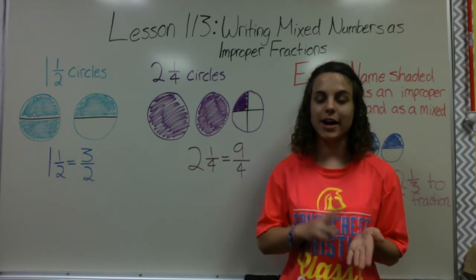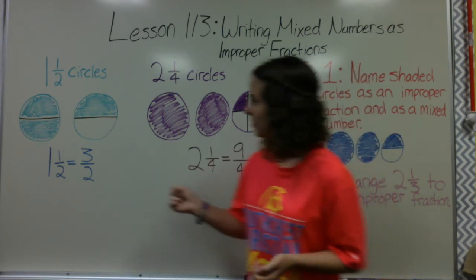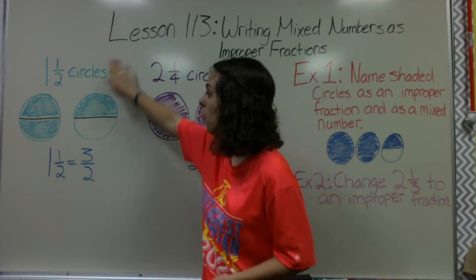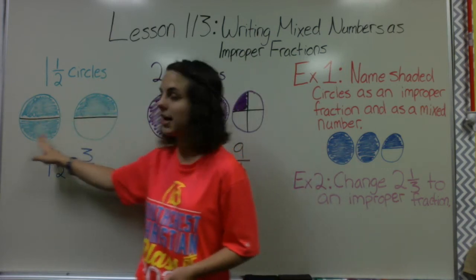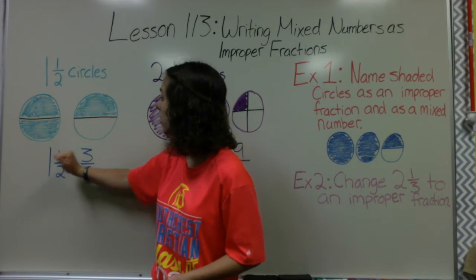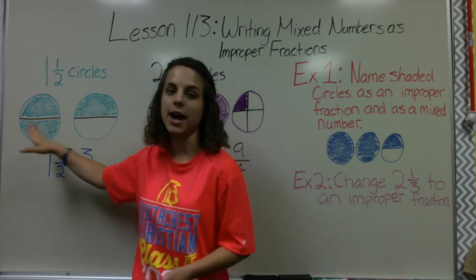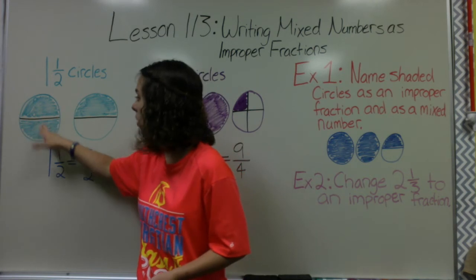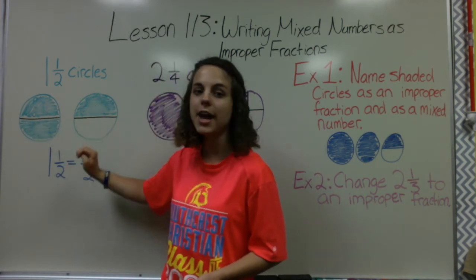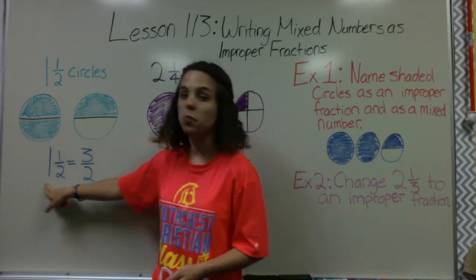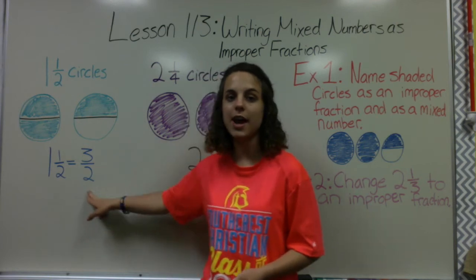So if I have 1 1/2 circles shaded, how would I write that as a mixed number? Well, notice that I have both of these circles split into halves. So overall, I have 1, 2, 3 halves that are shaded. Therefore, 1 1/2 equals 3 halves.